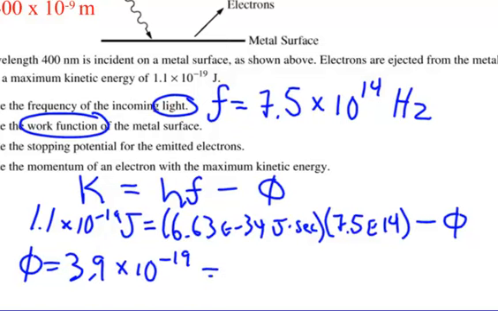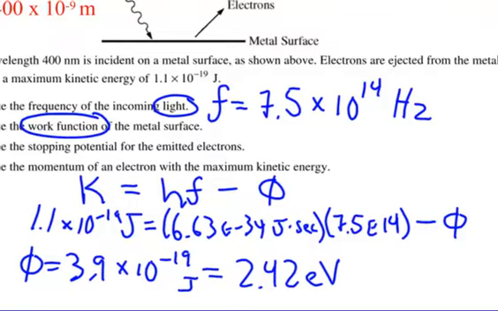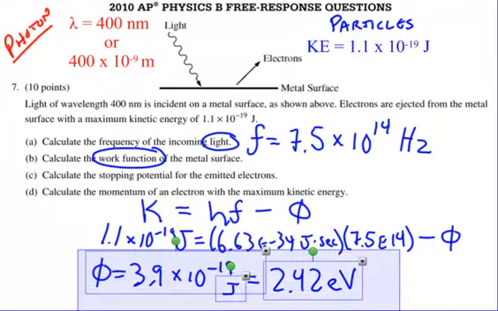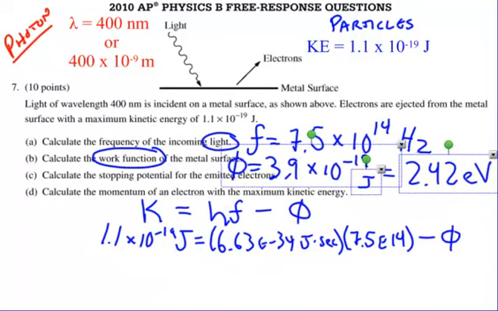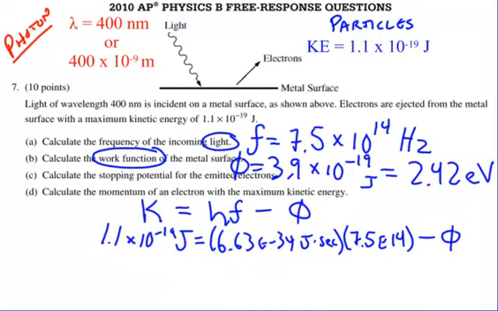Now I can divide that number by 1.6 times 10 to the -19th, and I end up getting 2.42 electron volts. Guys, if you left your answer in joules, you're totally fine. No problem whatsoever leaving your answer in joules. If you want your answer in electron volts, that's totally fine too. Some of my students do different ones, and so I'm just going to put this up there. And so that is my electron volts or my joules of my work function.